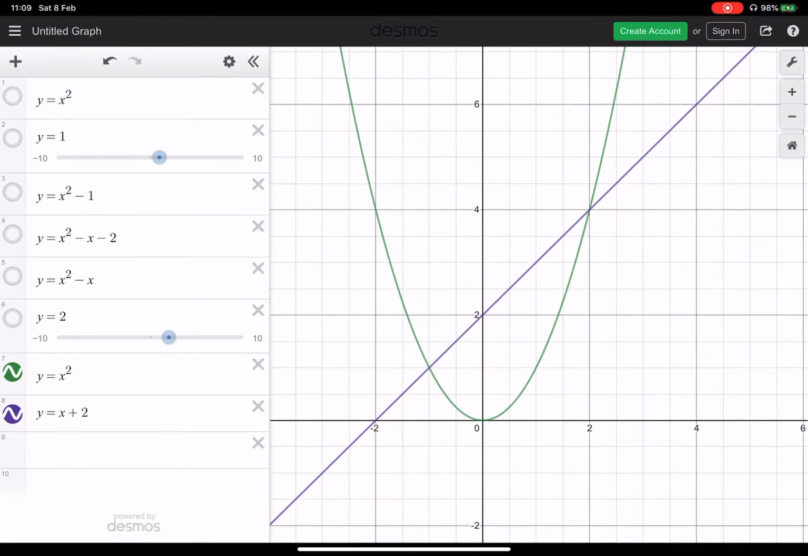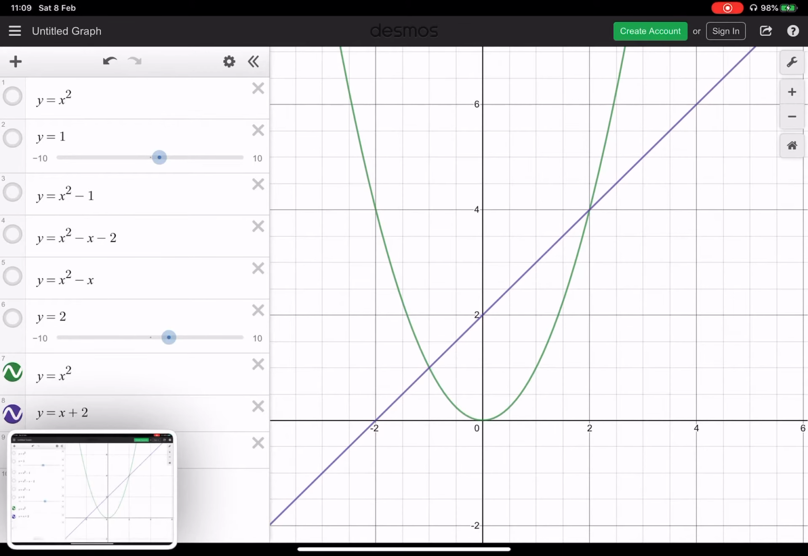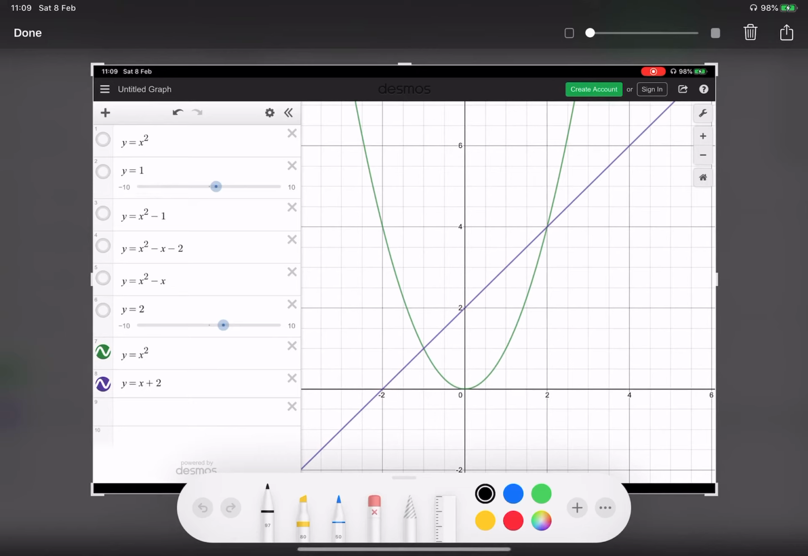If I take a screen grab of that and then go to there, and I can do a markup on here, perfect. Right, so if I look here now, I can see that those 2 points are where the graphs overlap. So that's where the graph of y equals x squared and the graph of y equals x plus 2 are equal. So we've found our 2 solutions.